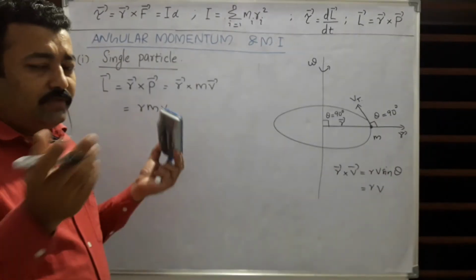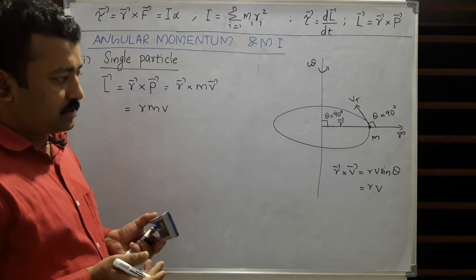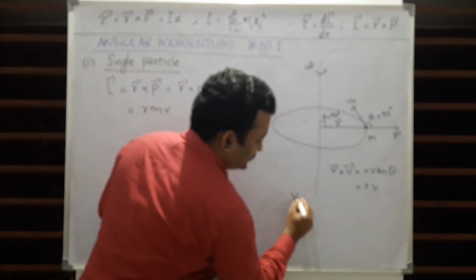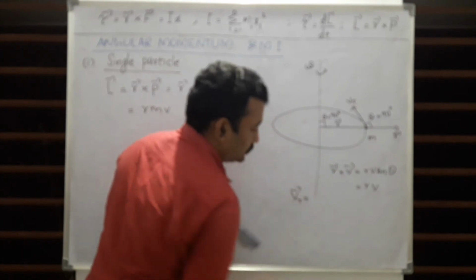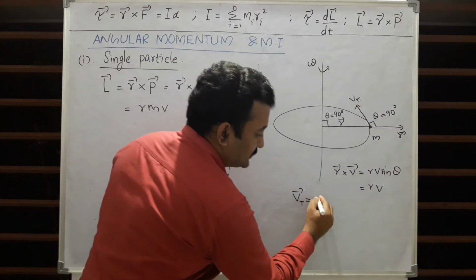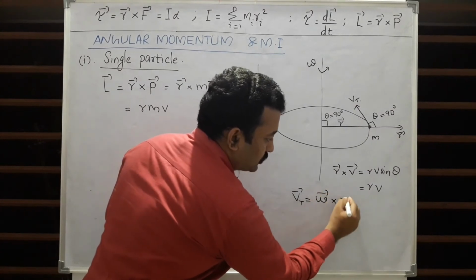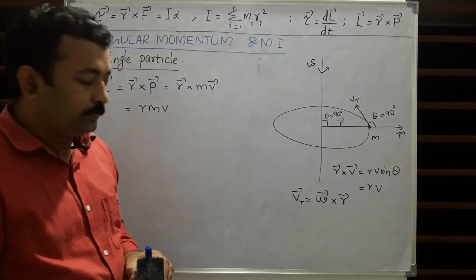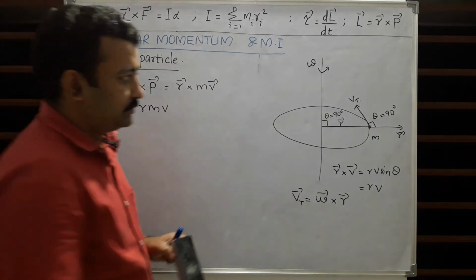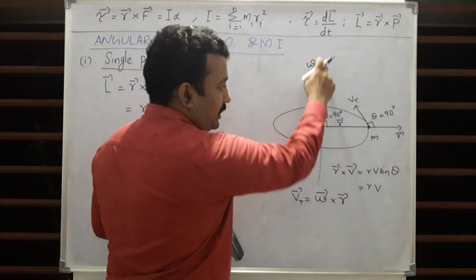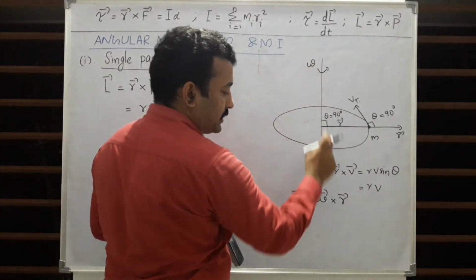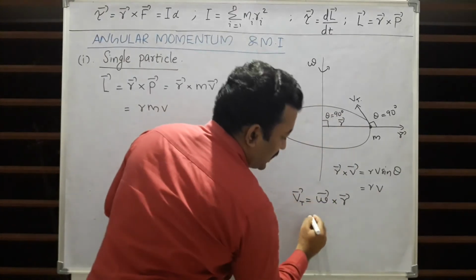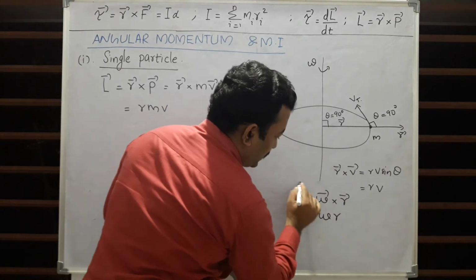When we were discussing circular motion of particles, we saw that the tangential velocity is related to the angular velocity as v = omega cross r. This is the relationship between linear velocity and angular velocity. Omega is perpendicular to the plane and r is radial, so the angle is 90 degrees, and I can simply put it as omega r.